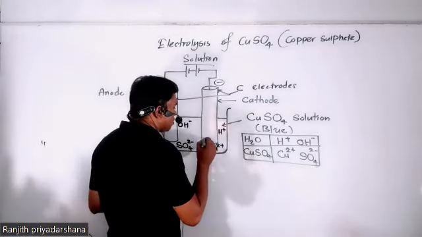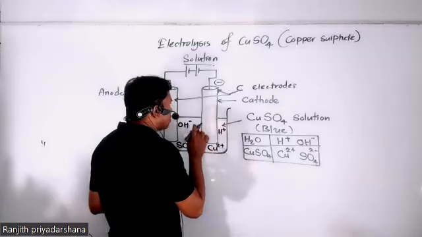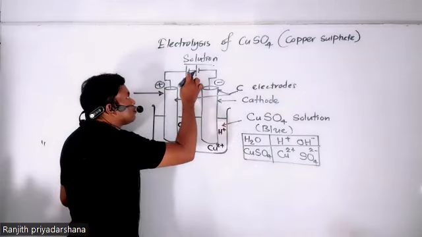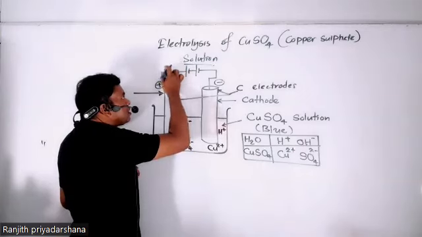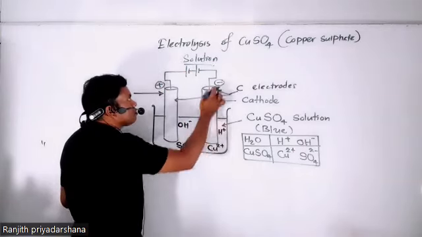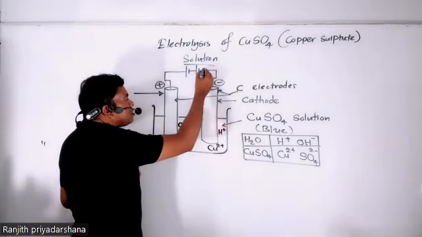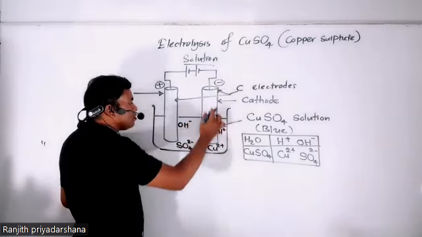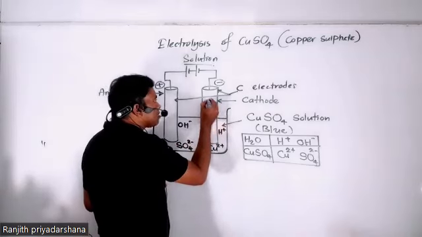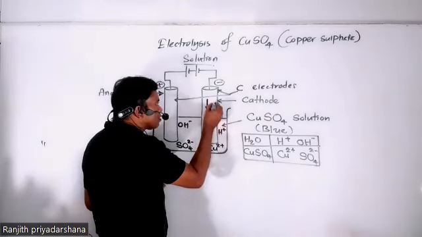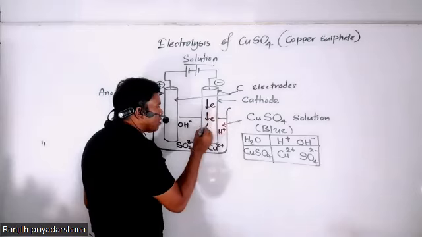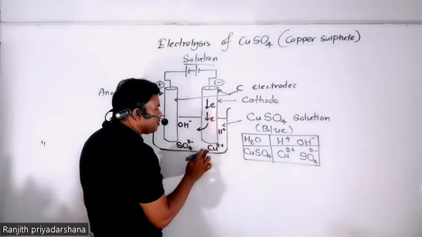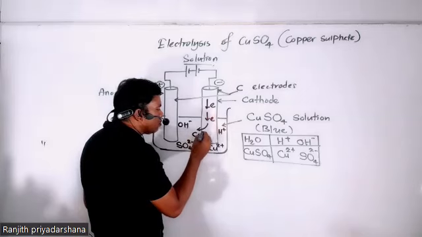Here, copper, you know that positive charge comes from positive to negative, right? Positive to negative. And electrons are flowing from negative to positive. So electrons are coming through this, and those electrons are accepted by Cu2+.